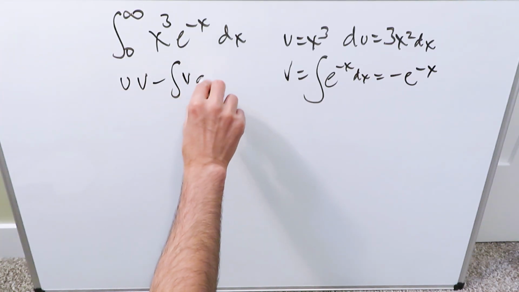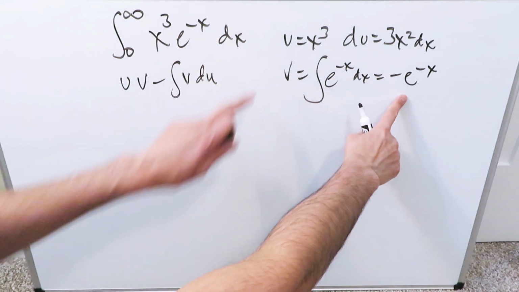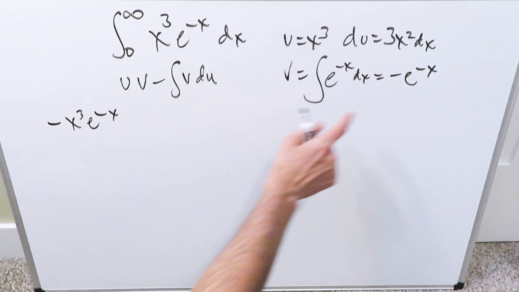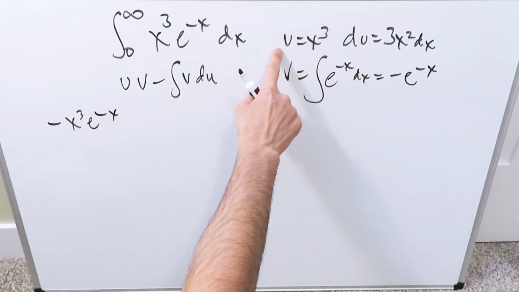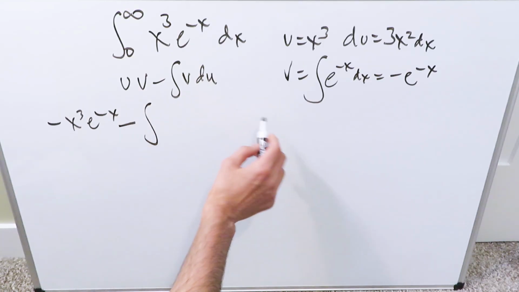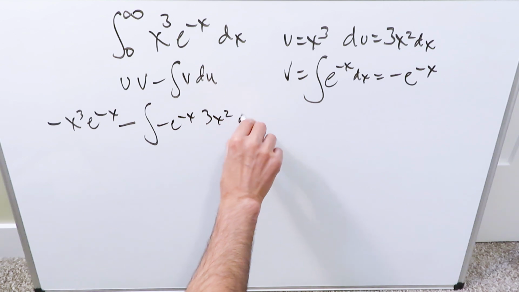You'll bring everything here to the first round: uv minus integral v du. Bring the items in, u and v. I have u is x cubed, v is that. I'll bring minus x cubed e to the minus x. This minus is coming from here attached to this uv. As you see, uv minus integral v du. I have here minus e to the minus x, then I have a 3x squared dx.